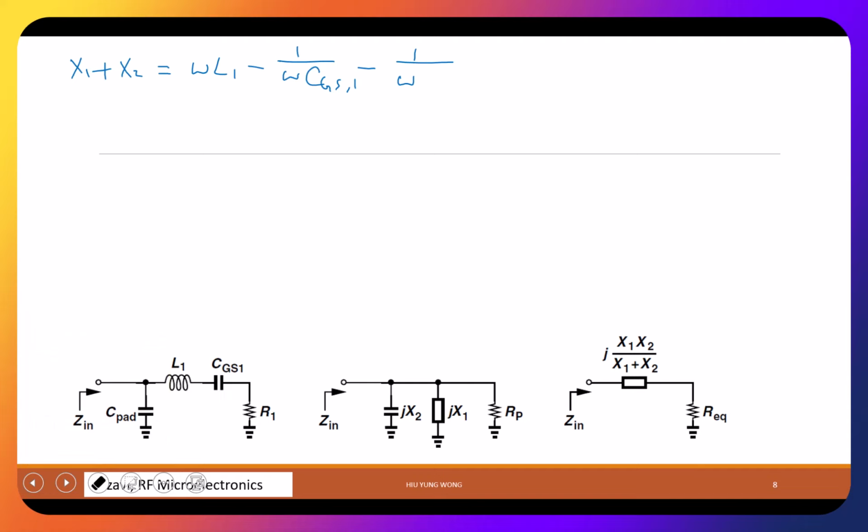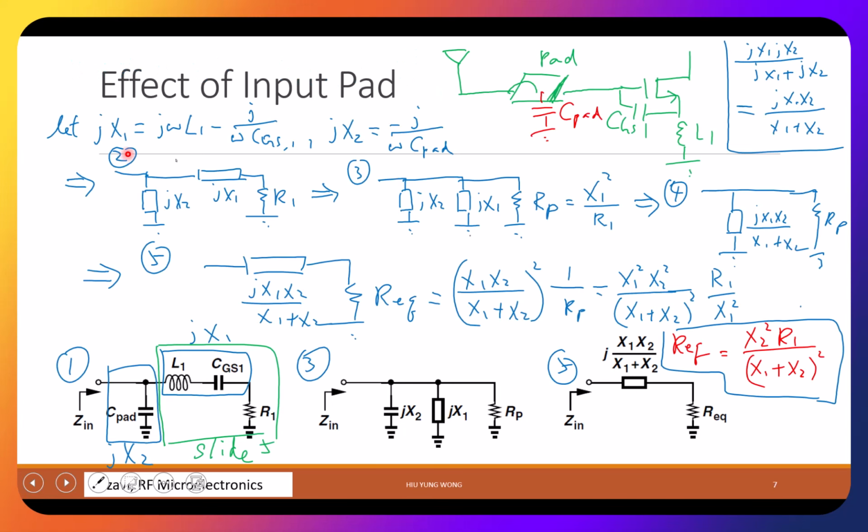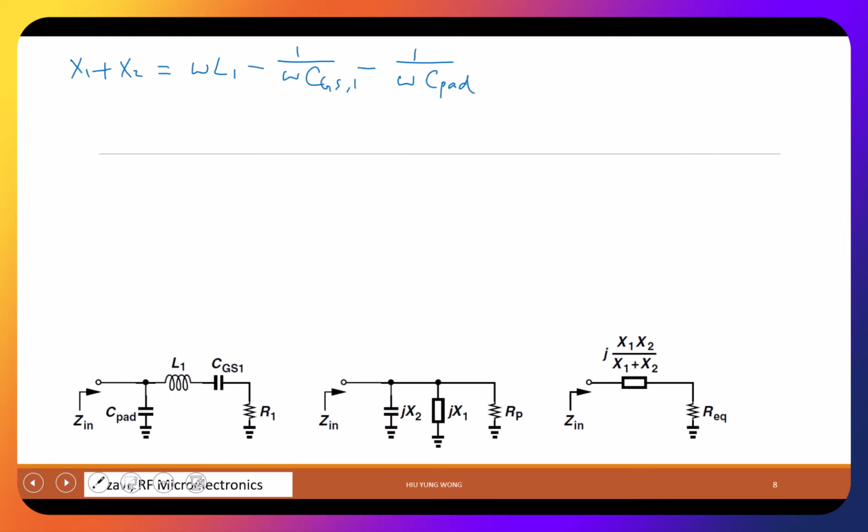Is omega L1 minus 1 over omega CGS1 minus 1 over omega CPAT, right? Omega L1 minus 1 over omega CGS1 minus 1 over omega CPAT when you add x1 and x2 together, right? This is what you have.